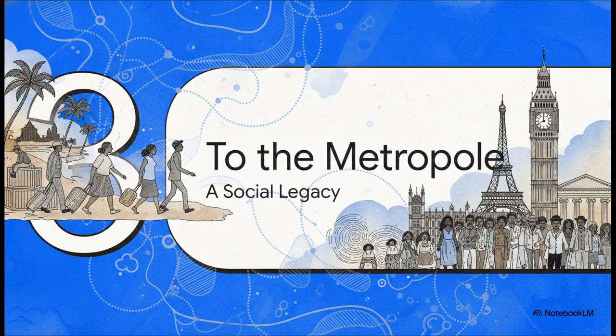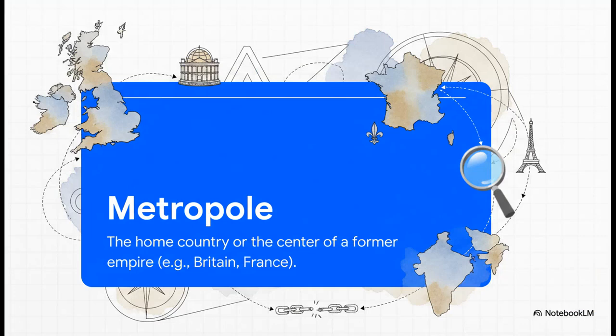All right, let's move on to our final theme, and it's a profound one. It's not really about politics or economics, it's about people. Specifically, it's about the mass movement of populations from the former colonies back to the old centers of empire. And the key word to understand here is metropole. It sounds a little academic, but it's a simple idea. The metropole is just the home country of the former empire.